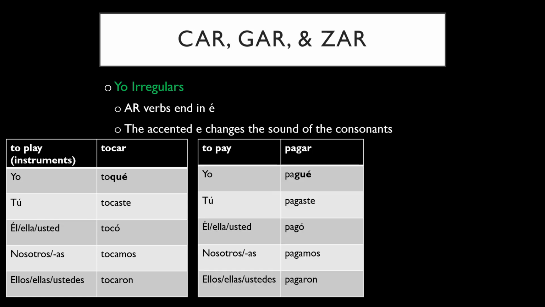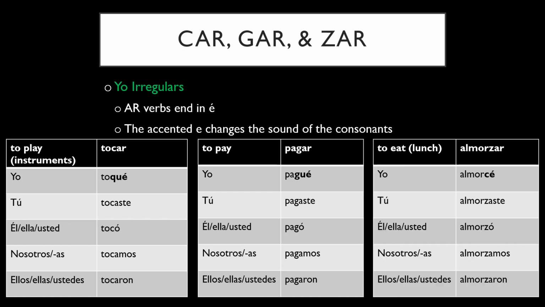An example of a gar verb is pagar. In order to keep the g sound, the ending in the yo form forms pagué. For zar, we can look at almorzar. The yo form of this verb is almorcé. Yet again, the rest of the verb conjugations are conjugated regularly.